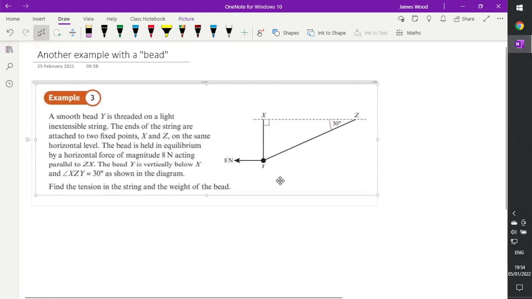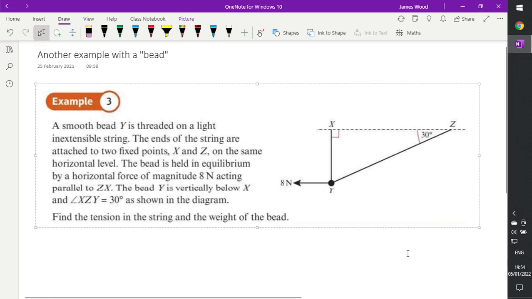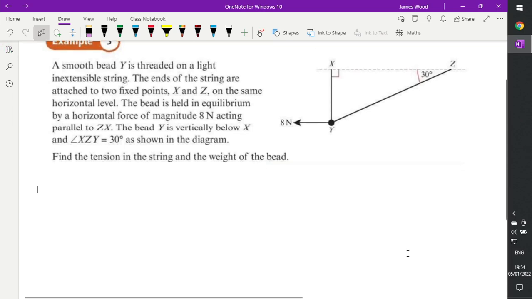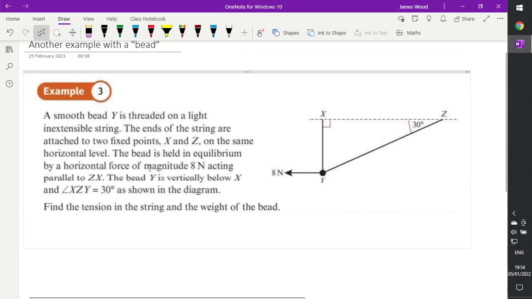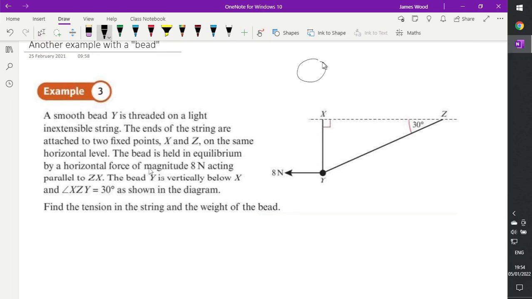Okay, here's another example. So this time we have a smooth bead. Now the difference between a bead and a particle is that a bead, hopefully we know what a bead looks like, is something that you would thread on a necklace. So it's got a hole in it like this, and you can thread the string through it like this. Okay, this is a bead.